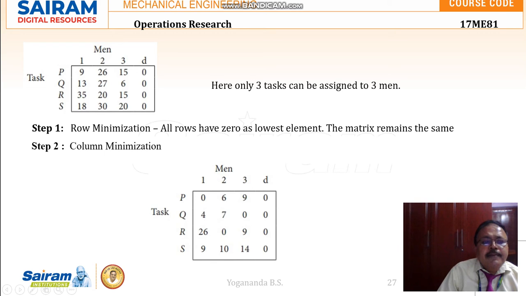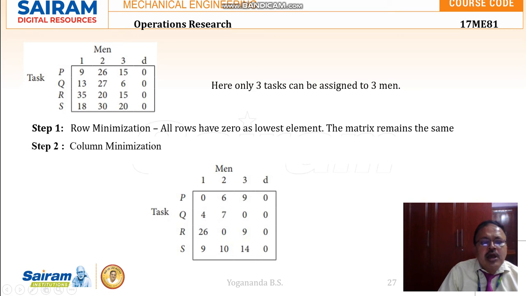So out of 4 jobs, only 3 jobs can be assigned to 3 men. So one job is to be declined. Which job is to be assigned to which man and which job is to be declined? The first step as usual is row minimization. Since each row contains 0, 0 is the lowermost element. Subtracting 0 from the other elements makes the table the same. So there is no change in the table. The matrix remains the same.